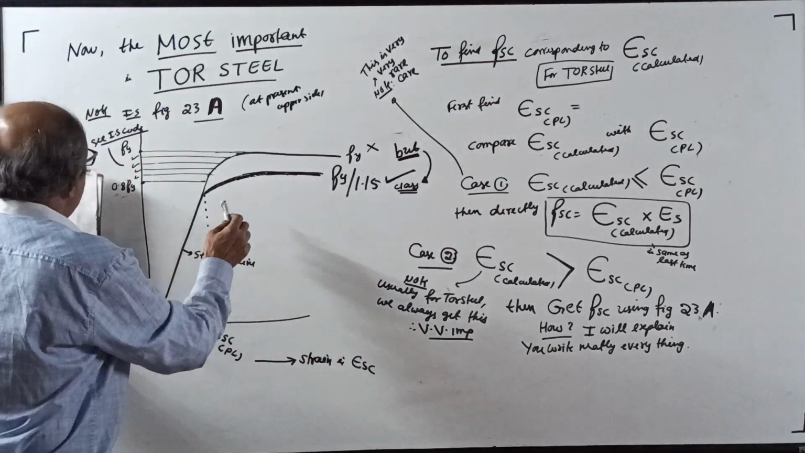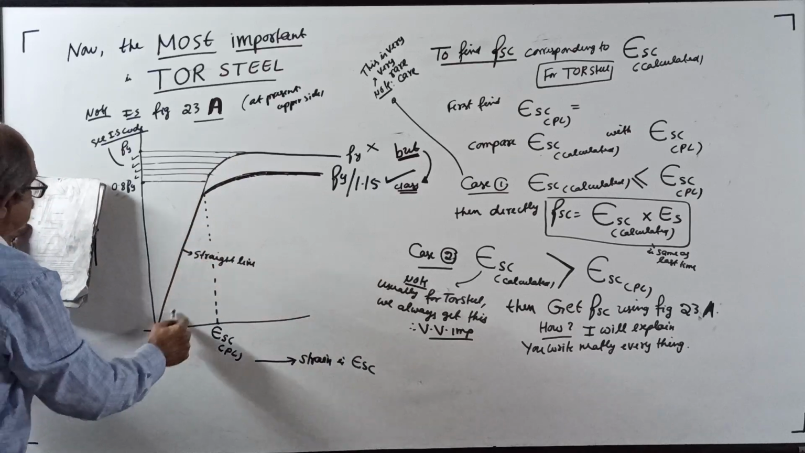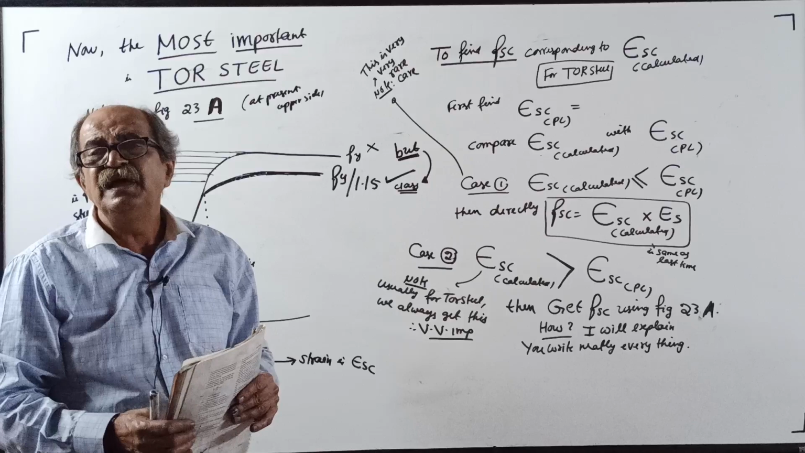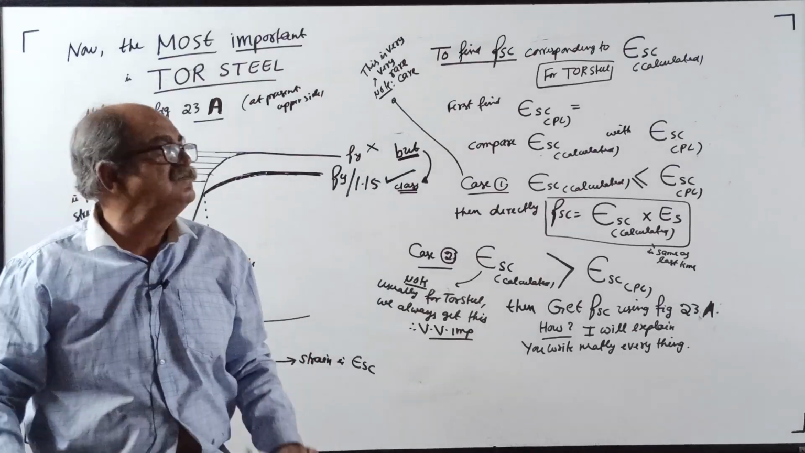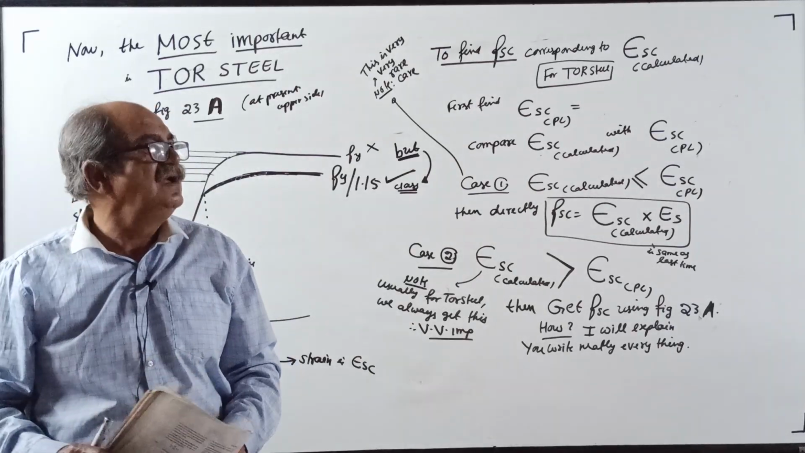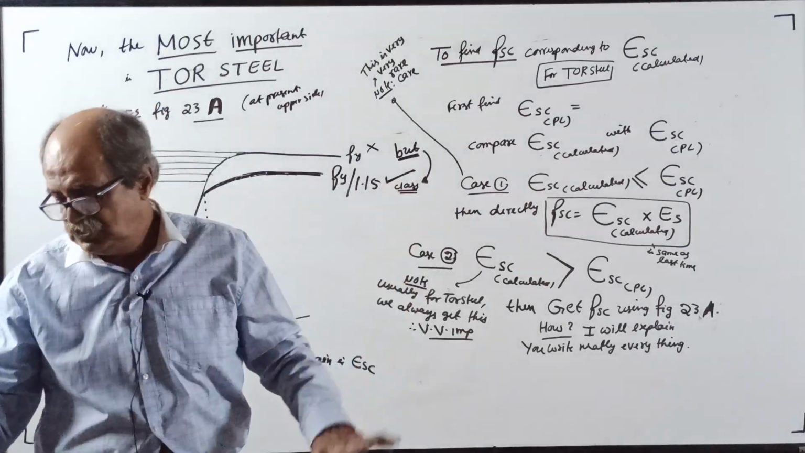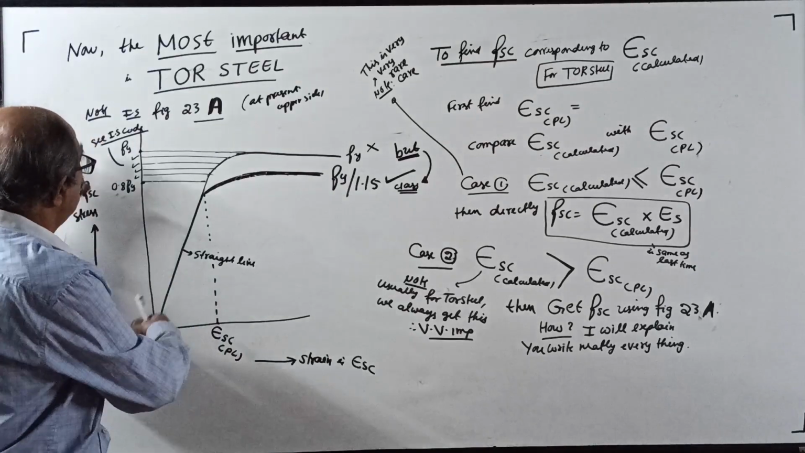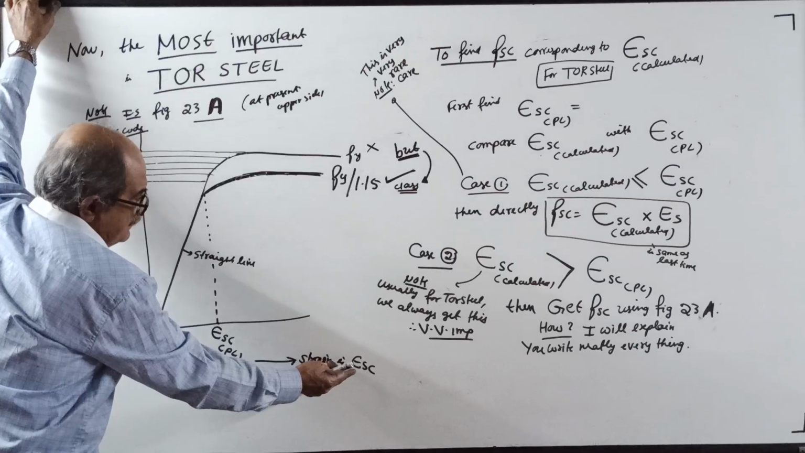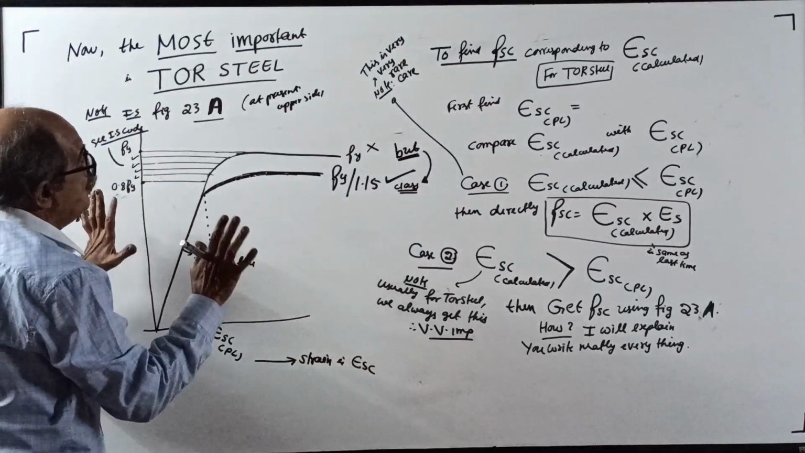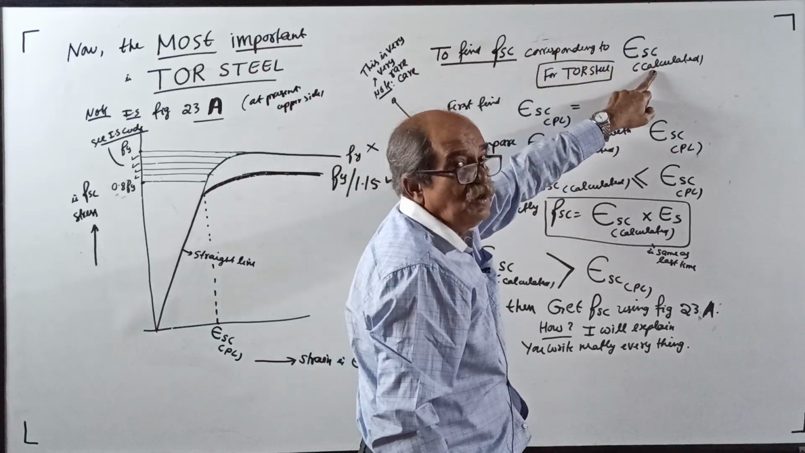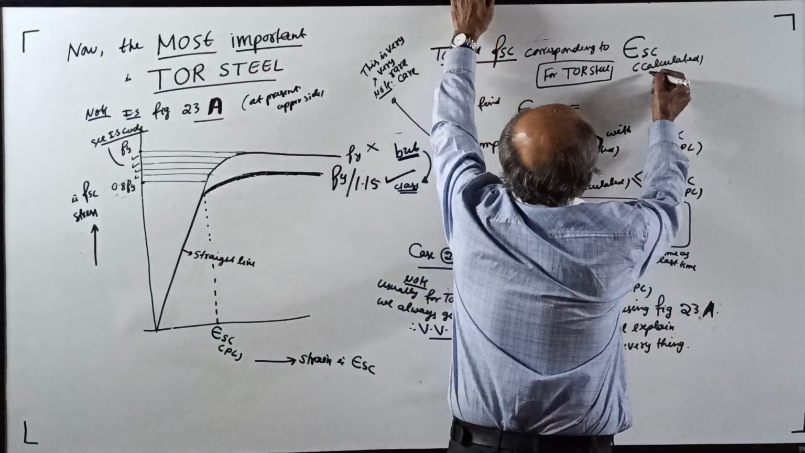You can see plenty of dotted lines here. Do not look at what those lines are; at present they are not required for you. I know the meaning, but this is not the time to explain that. That is for higher knowledge. Leave it now and see only the stress strain curve. This way strain, this way stress. Strain means epsilon SC, stress means FSC. Now, to find FSC corresponding to the epsilon SC calculated.